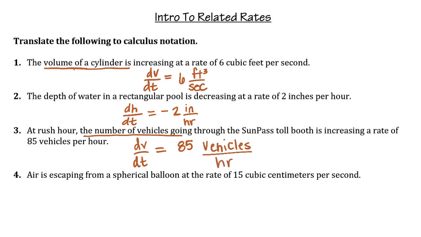With number 4, air is escaping a spherical balloon at a certain rate. The air in that balloon is talking about how the volume of that balloon is changing. So dV dt is going to be equal to negative 15, and then we have centimeters cubed per second.